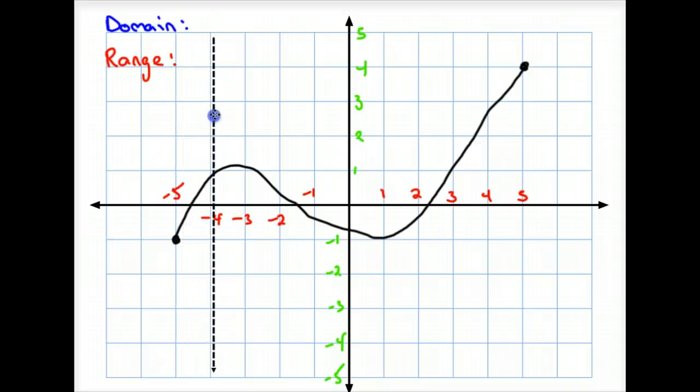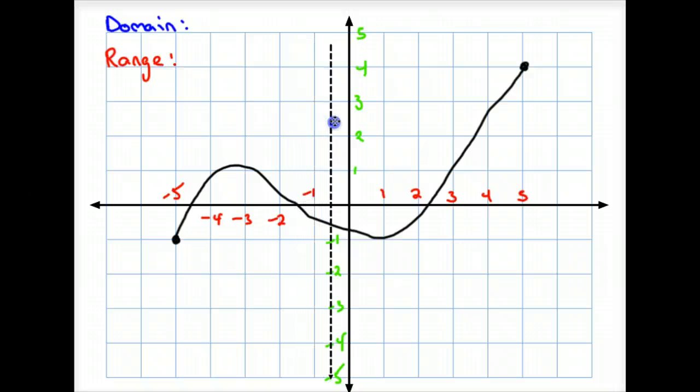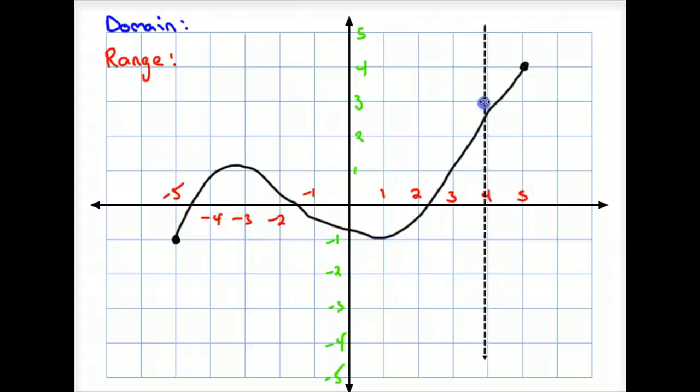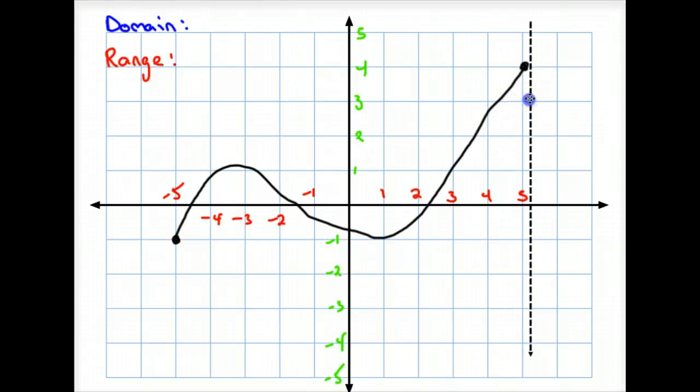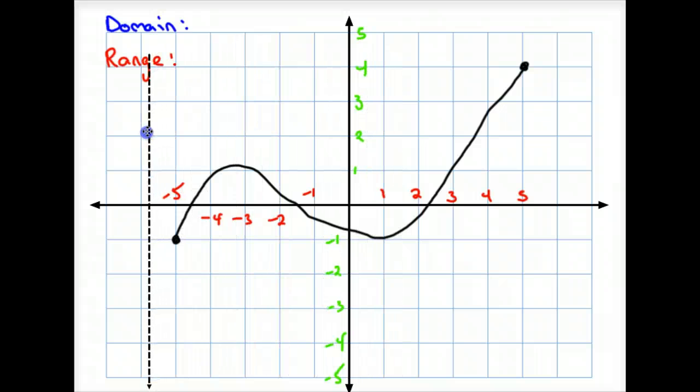And ask ourselves, is there any point on this graph where this vertical line touches two different coordinates? If you notice, it only touches the graph at one particular point all the way through the graph. So in this case, is this a function? Well, if it doesn't touch any 2 points, then yes, this is a function.